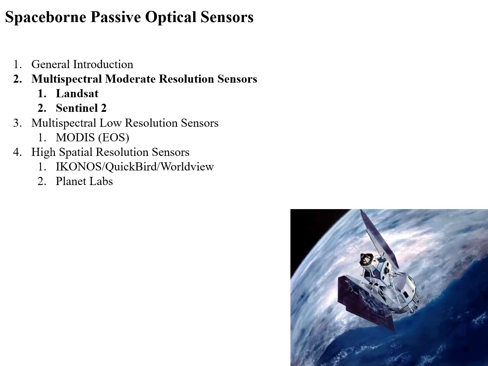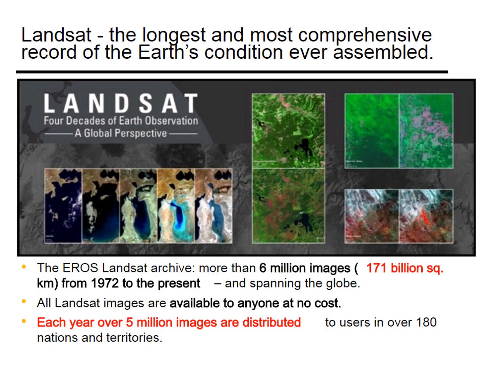So that's the general introduction to what kind of sensors are out there. We're now going to start talking about the multispectral moderate resolution sensors. Landsat is the sensor that immediately comes to mind when you're talking about this kind of sensor. It's the most comprehensive record of the Earth's condition ever assembled in the EROS Landsat archive, which includes almost all of the images that have been collected with Landsat.